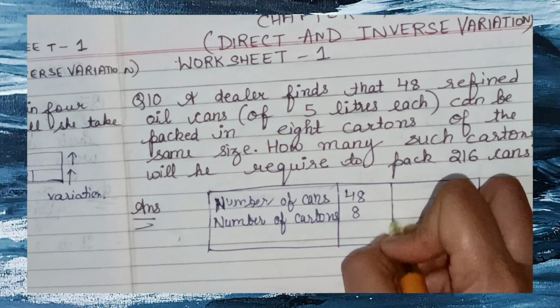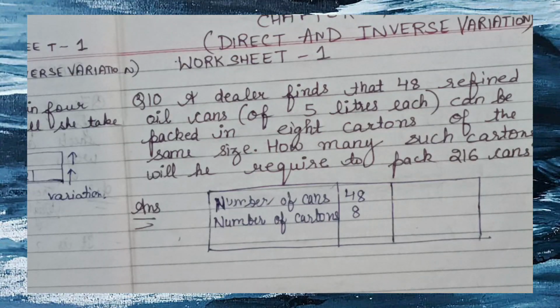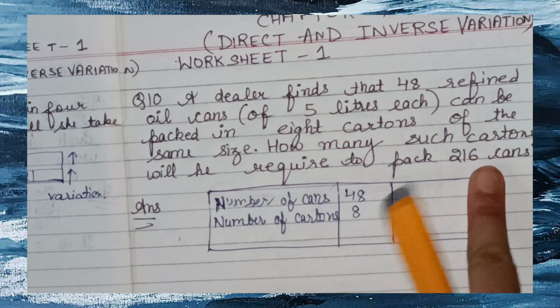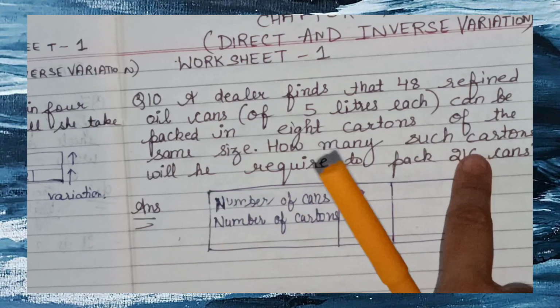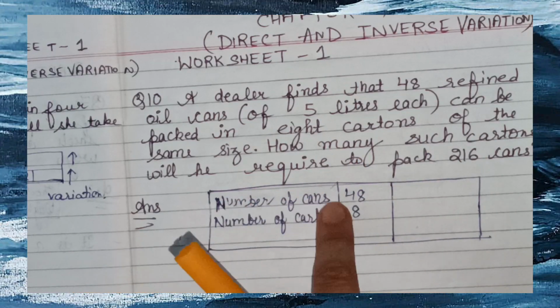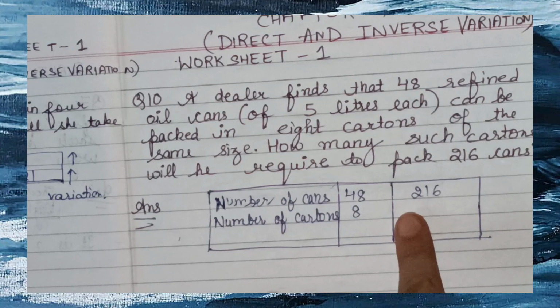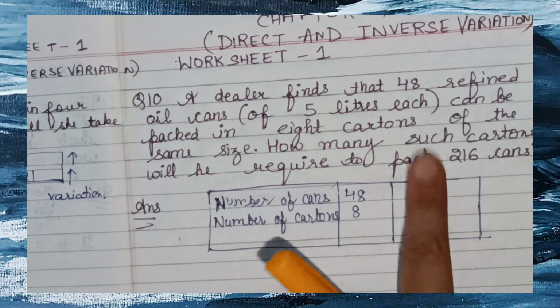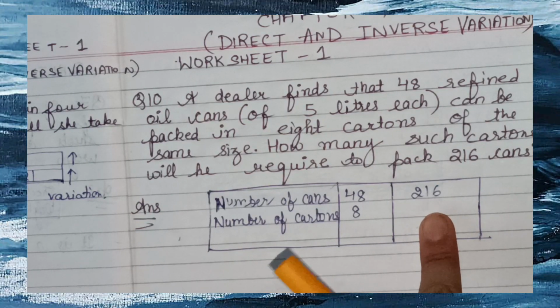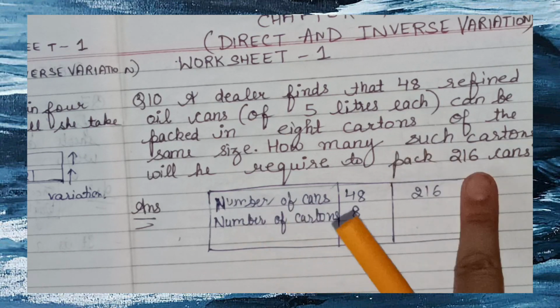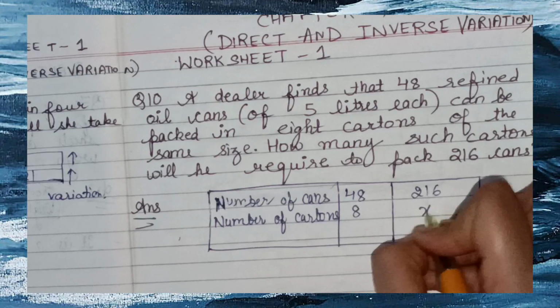In the next line, it is given that there are 216 cans, so I write 216 in the number of cans row, and in the other box we have to find the number of cartons. The number of cartons to pack 216 cans, let it be x.